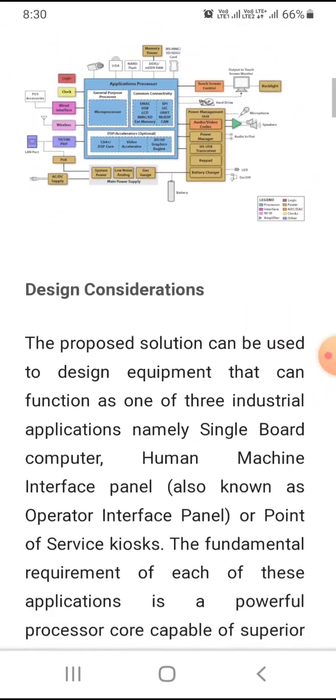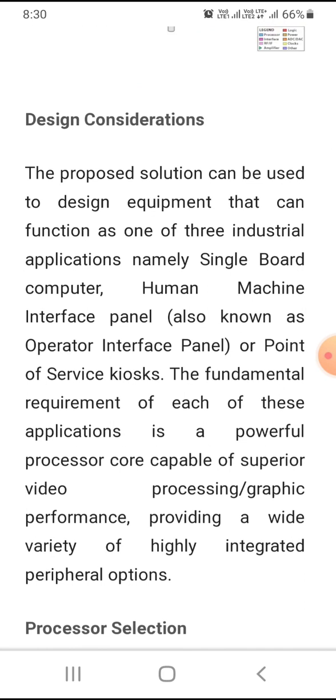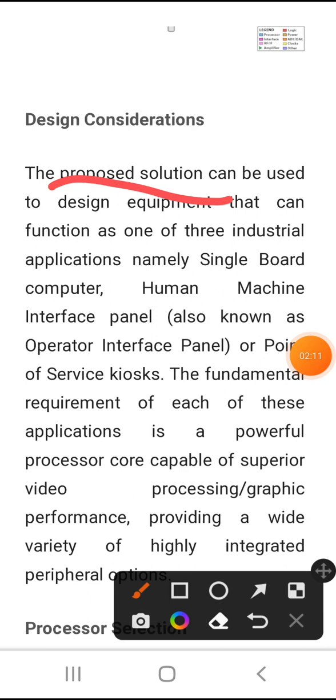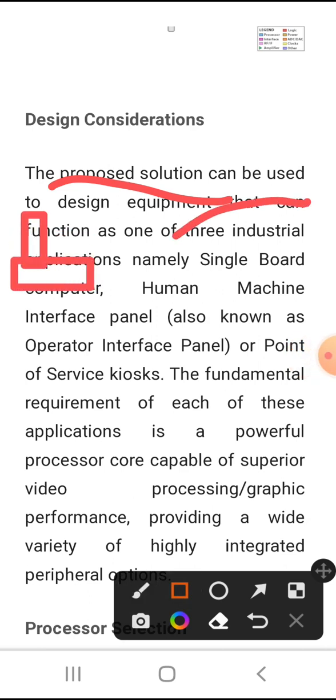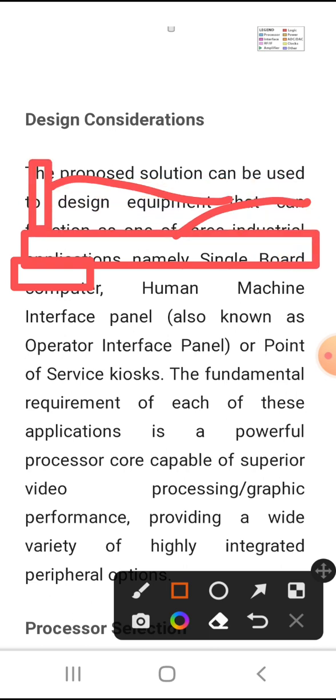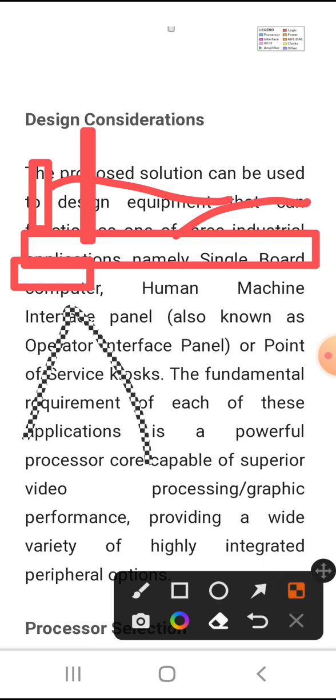So the purpose solution can be used to design equipment that can be equipped, and namely is like a, where is the eraser? Sorry, I'm trying to find the eraser so I can erase everything. I think this is the eraser. Yes, this is the eraser.